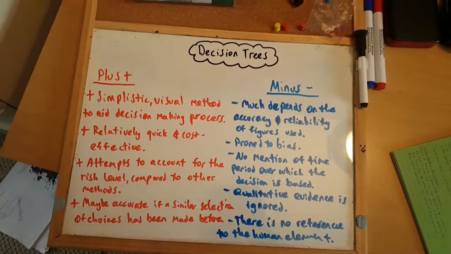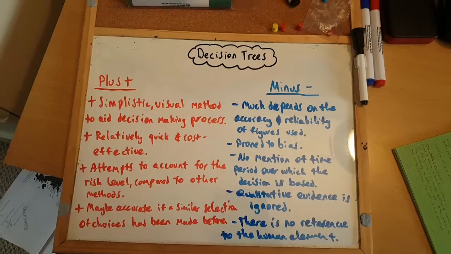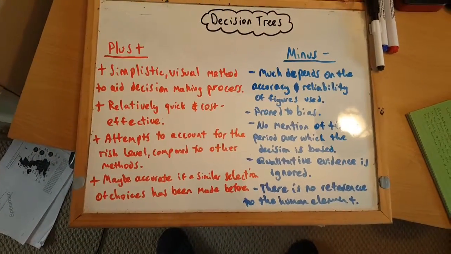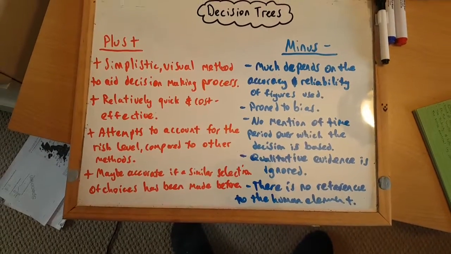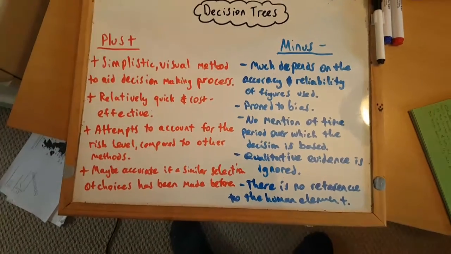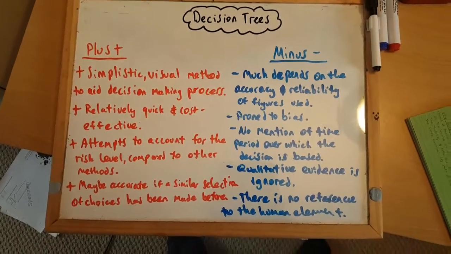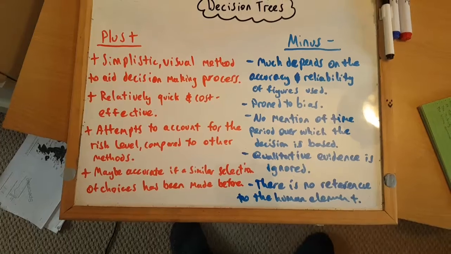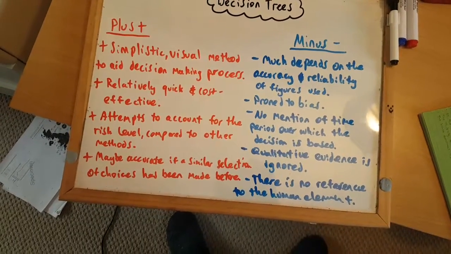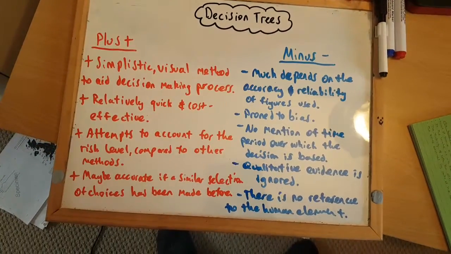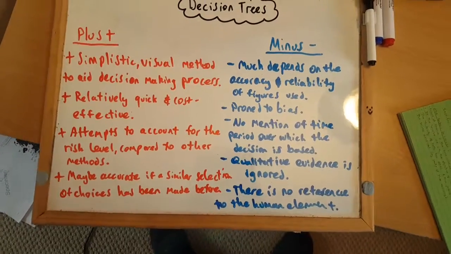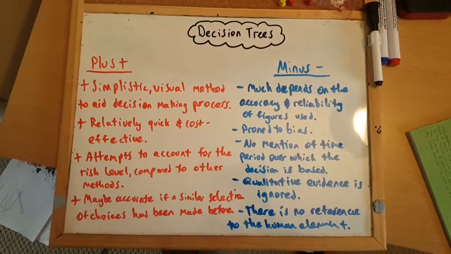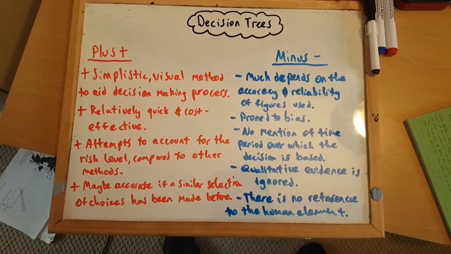Furthermore, there's no mention of the time period over which the decision is based. So again, looking at the time is very important because, well, how do I phrase this? If it takes a long time, then that's not good. But if it takes too short a time, then that's not very good at all either. So you need to get that balance right, and if you don't know how long it's going to take, well, again, that's going to hinder your actual decision making.